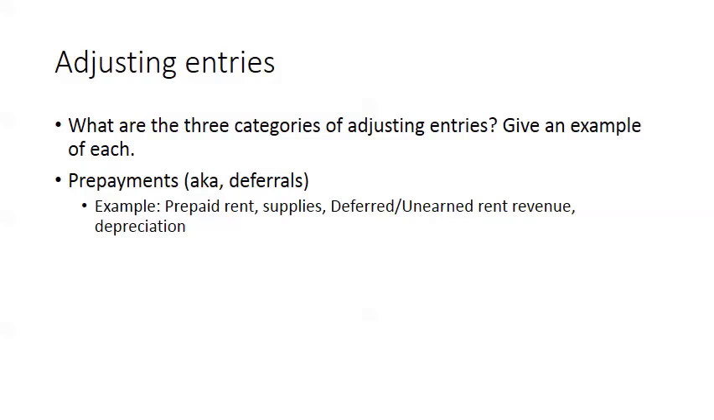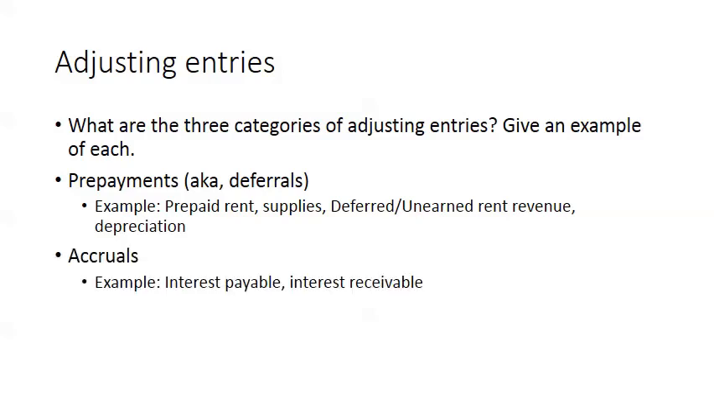Well, the first type are what we call prepayments or deferrals. That would include things like prepaid rent, supplies, deferred or unearned rent revenue, depreciation expense, etc. In essence, we paid in advance, and so we don't have the expense yet because they haven't been used in providing a service. So prepaid rent, you pay the rent in advance, and then later on you get to use the building. So supplies, you buy the supplies now, and then you'll use them up later. So you're deferring the recognition of the expense until a future period.